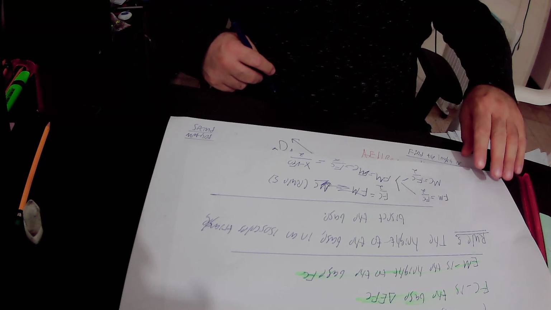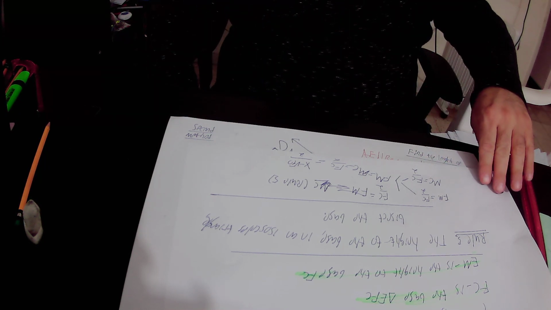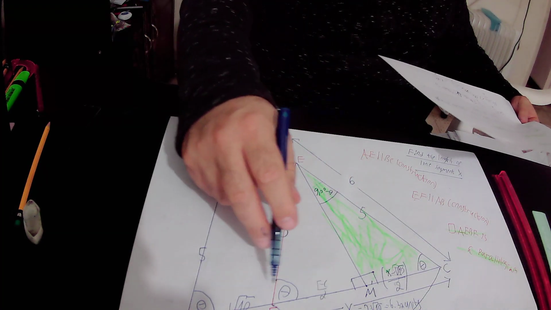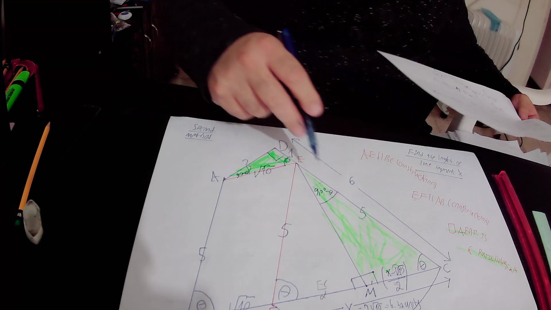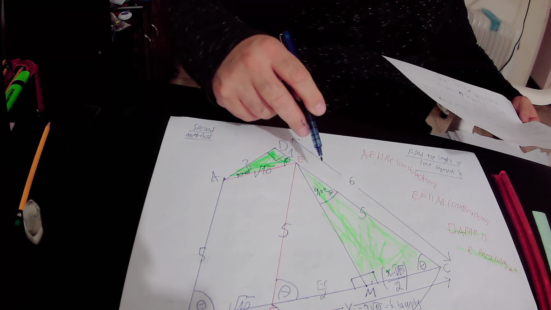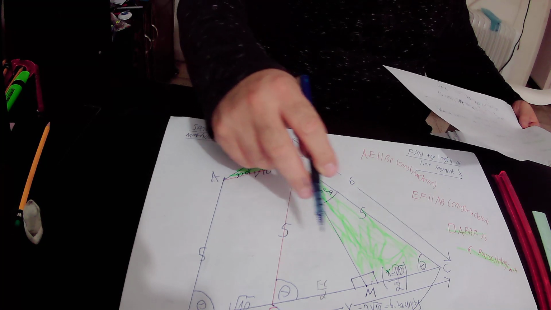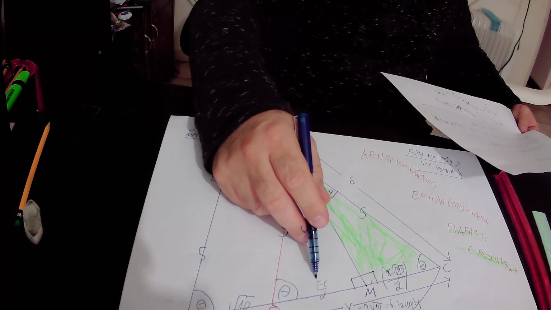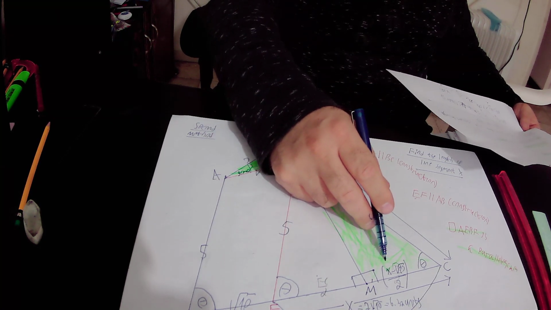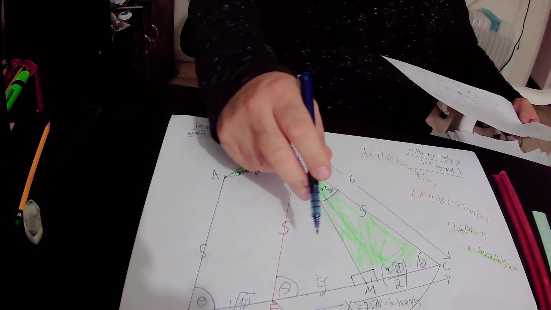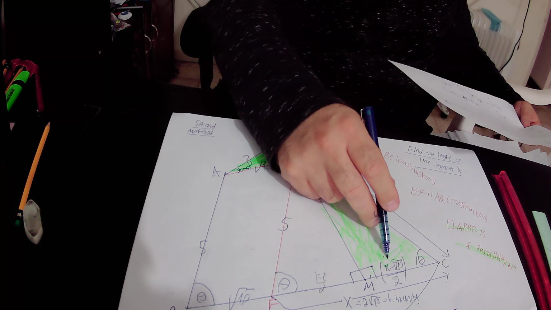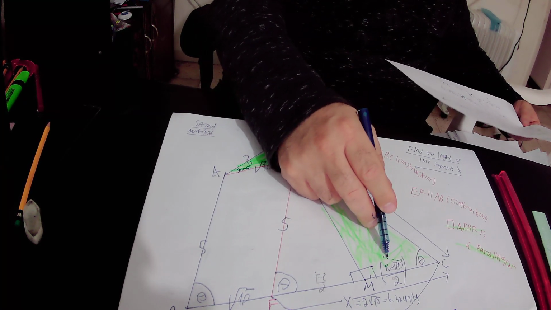Again, the height to the base in an isosceles triangle bisects the base. So the height EM to the base FC bisects the base, that is to say, it divides the base FC into two equal parts. The first part is FC over 2, and the second part is also FC over 2. That is, FM equals FC over 2, and MC also equals FC over 2.